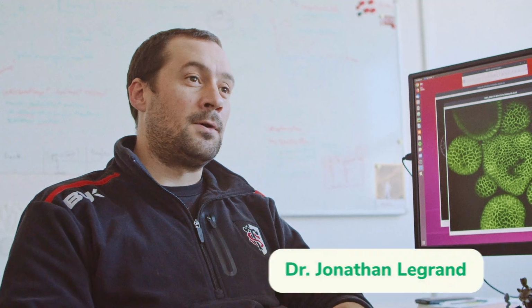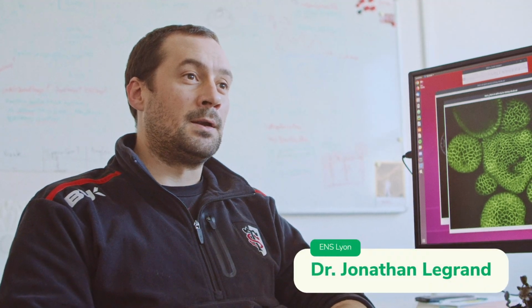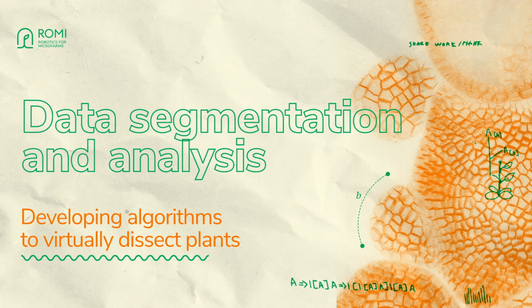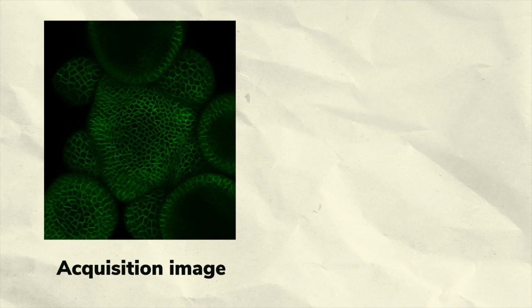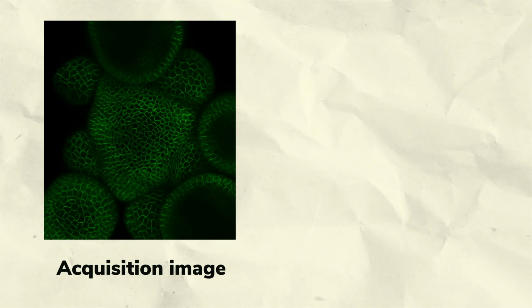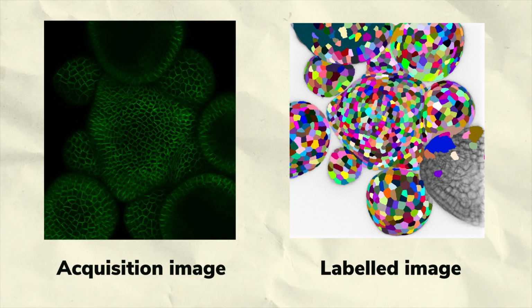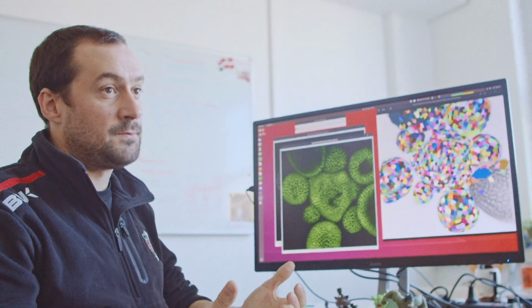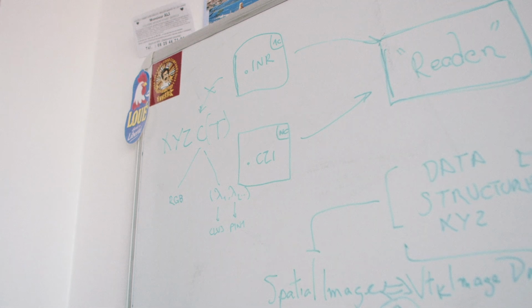My name is Jonathan Legrand. I'm an engineer in biological data analysis. So what I'm doing is to create tools and create code, helping biologists to go from these images they acquire to this labeled image, from which we extract cellular features, and from these features we do statistical analysis.